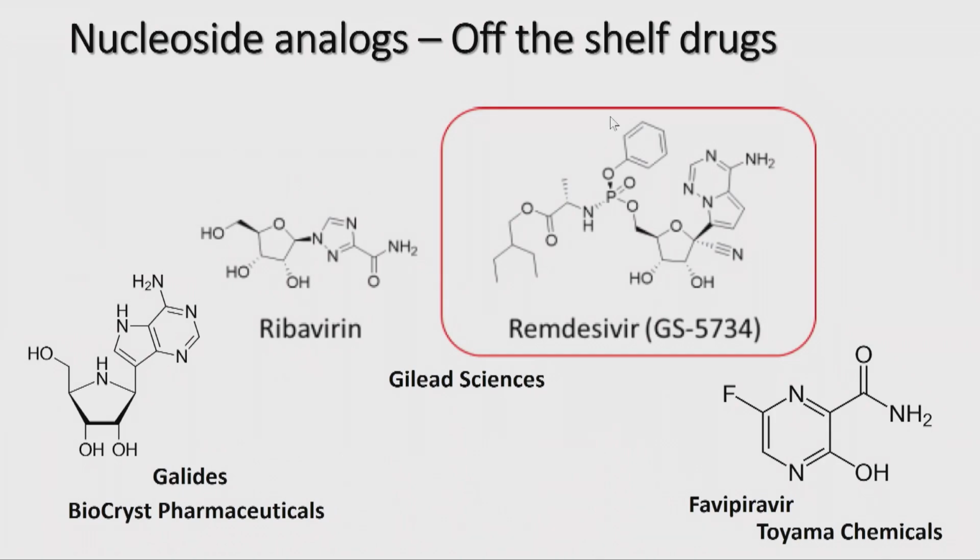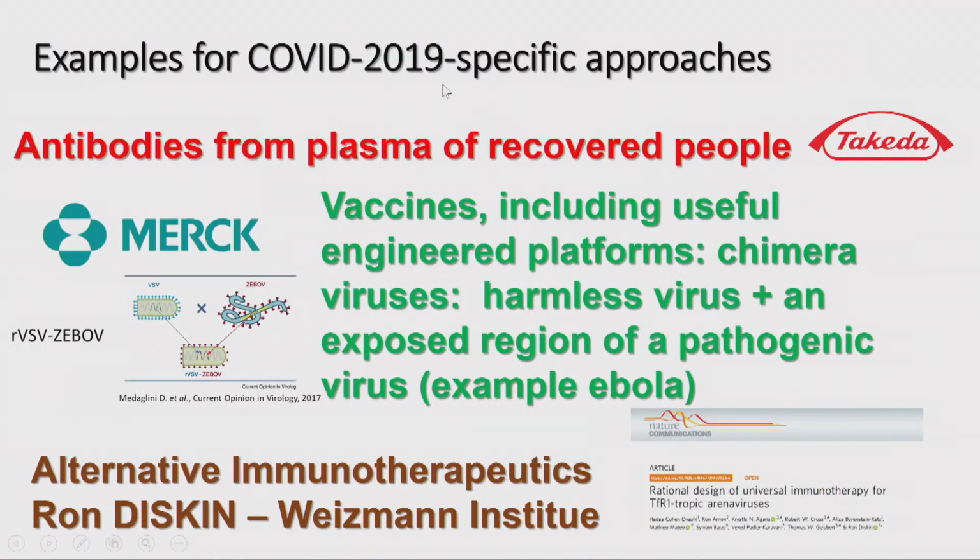So if we talk about more specific examples, and I will not go into all, I will just show three different ways of thinking. There are antibodies from the plasma of recovered people, and this is done by a Japanese company called Takeda, sorry. Merck is making vaccines which are really clever. They make a chimeric virus, they take a harmless virus and a piece from the virus that they want to destroy or eliminate, and they make from them a chimera. Maybe you can see it here on the left, a small one. So they combine the two of them.